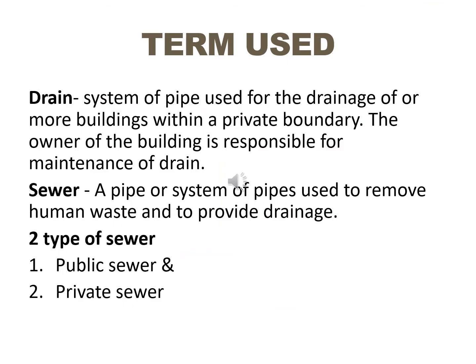A drain is a system of pipes used for the drainage of one or more buildings within a private boundary. The owner of the building is responsible for maintenance of the drain. A sewer is a pipe or system of pipes used to remove human waste and to provide drainage. There are 2 types of sewer, public sewer and private sewer.